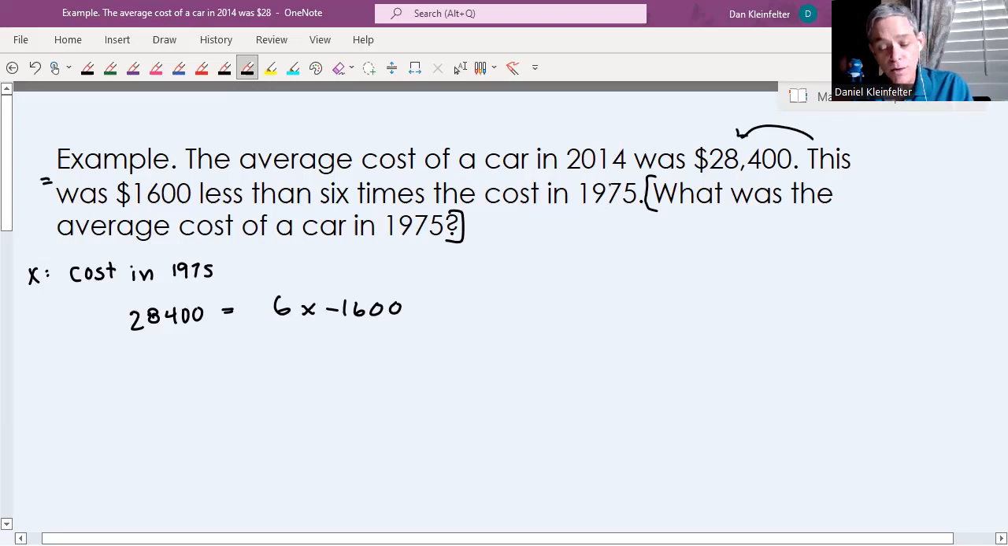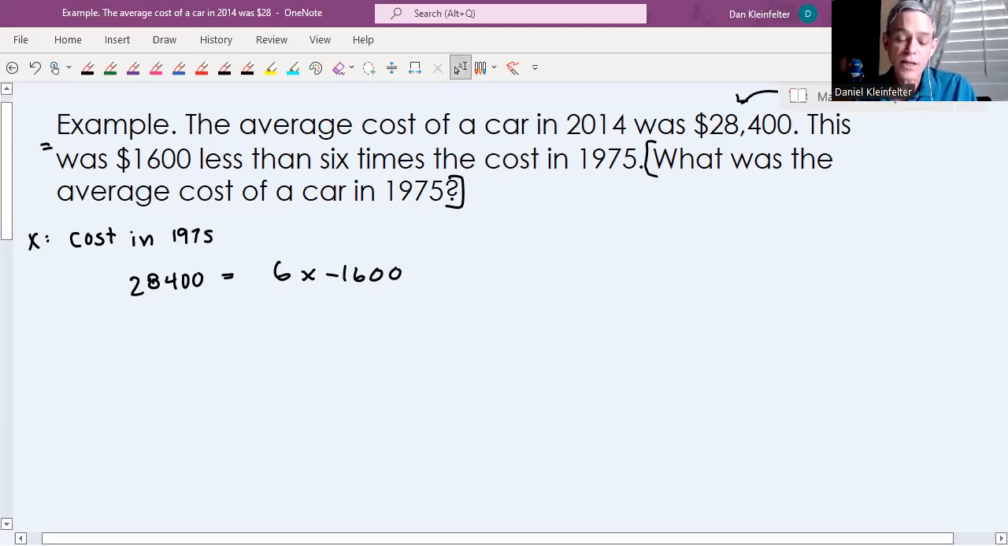Also you'll notice that the 2014 and 1975 are not exactly used in the calculations. So there's that. Then that's the setup. So then our next task will be to solve this equation.